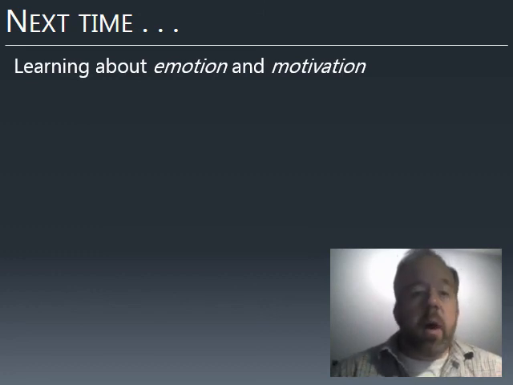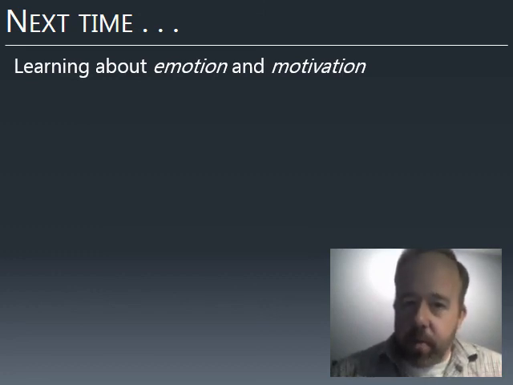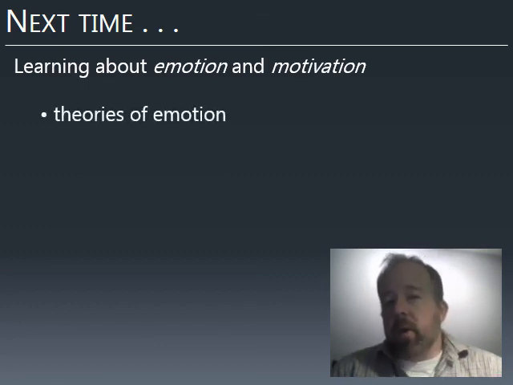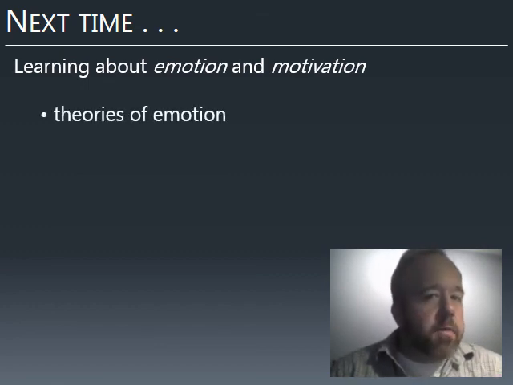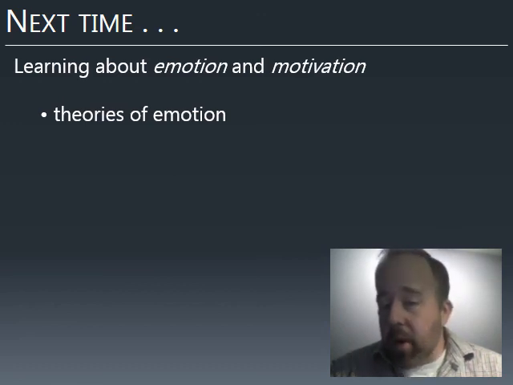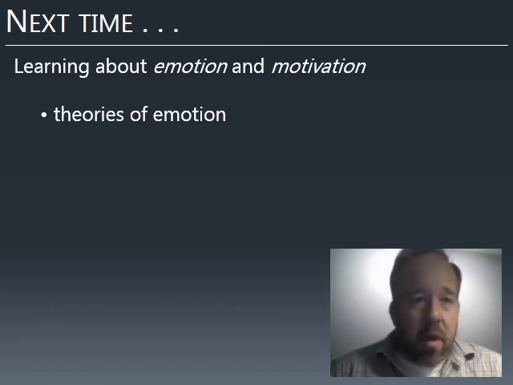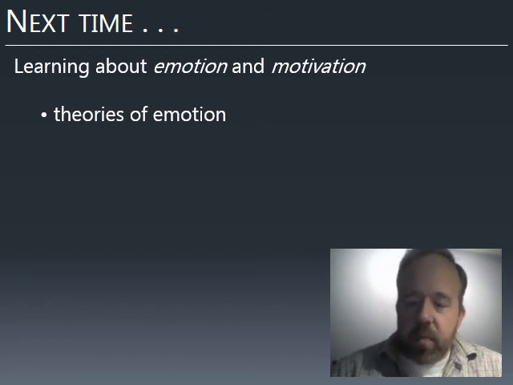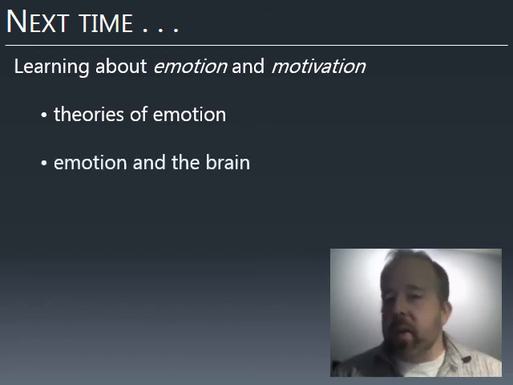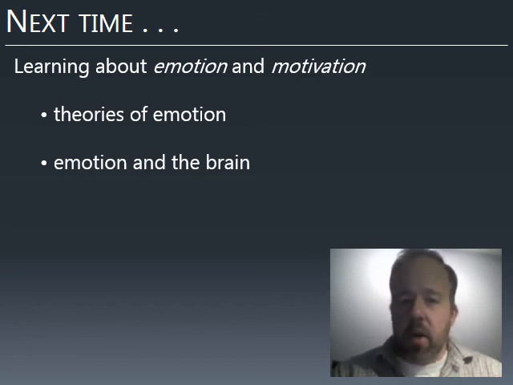We will learn about emotion and motivation. And first we'll talk about what an emotion is. How do we define it? As well as theories of emotion. How many emotions are there? How do we group them together? What are they based on? We'll look at emotion and the brain. So how does brain function, neural activity, and brain structure come to influence and give rise to emotions?